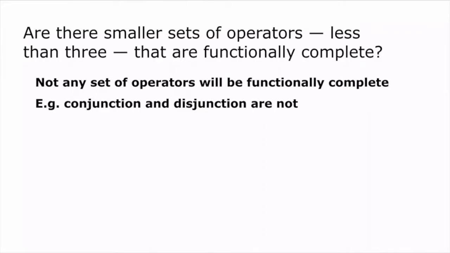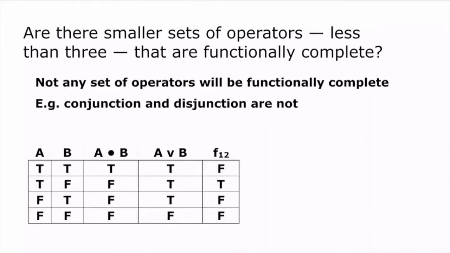So for instance, conjunction and disjunction aren't. Disjunctive normal form uses conjunction, disjunction, and negation. You might think, well, let's just get rid of negation. Let's just use conjunction and disjunction. That's not going to work. And here's one way to see it. So here's conjunction and disjunction. And suppose you wanted to re-express F12 here. You should be able to see there's no way you're going to be able to do that.